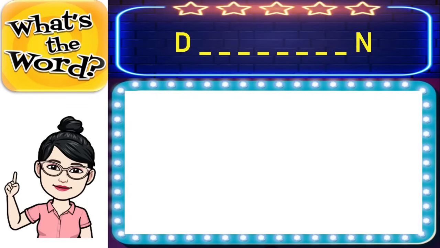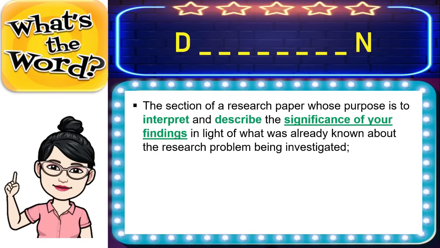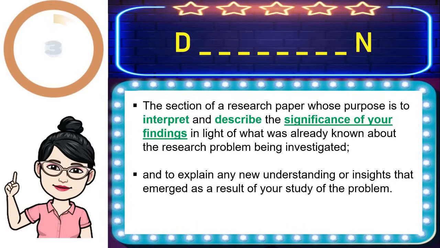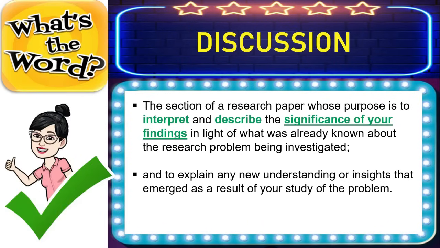Word number 15. The section of a research paper whose purpose is to interpret and describe the significance of your findings in light of what was already known about the research problem being investigated, and to explain any new understanding or insights that emerged as a result of your study of the problem. That is discussion.